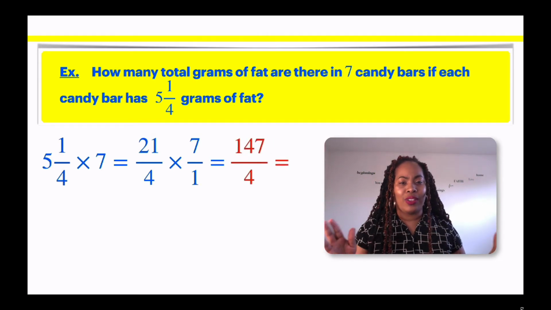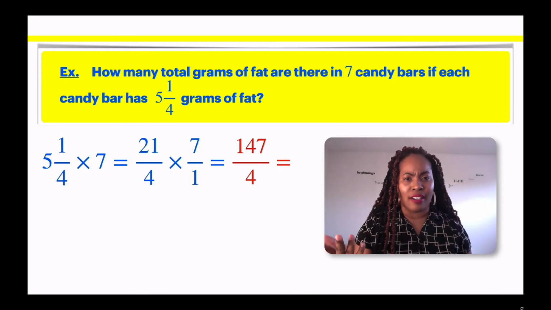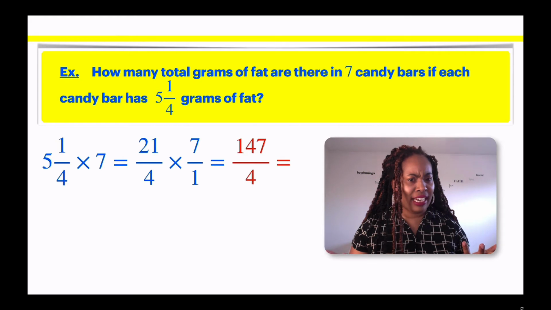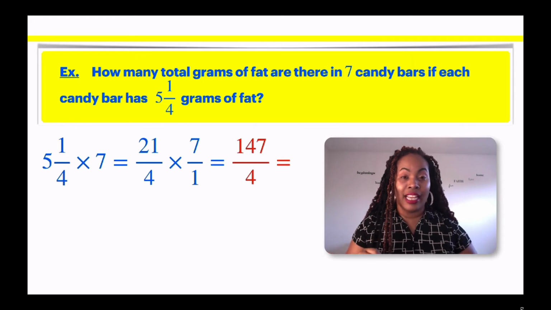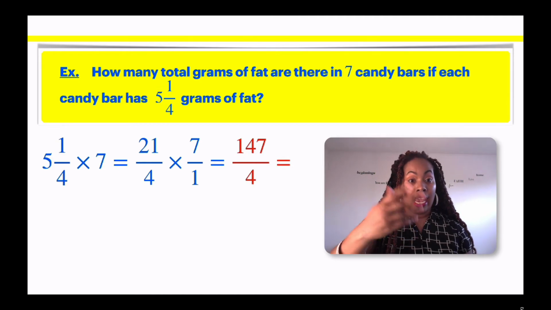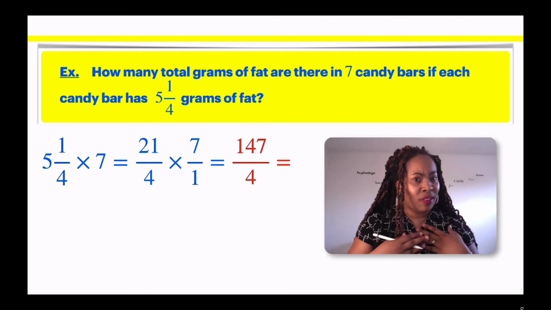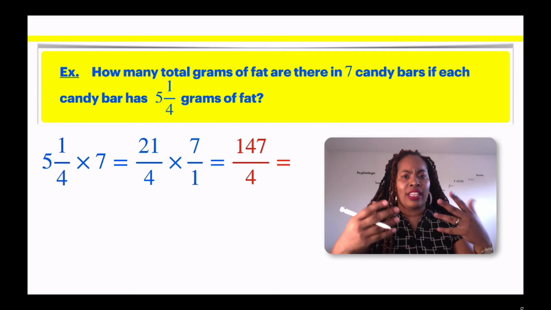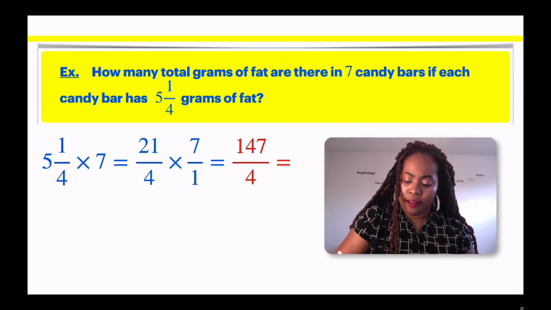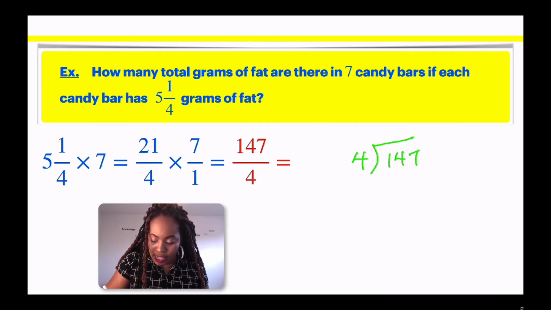So once you do that, we end up with 147 over 4. Are we done yet? No. It's similar to like we said before. If they're going to give us something like this, as in a fraction, we want to give them back a mixed number because that's what they originally gave us. So this time, let's do the conversion together, okay? Let's go through and divide. Once we divide, we have 4 into 147.